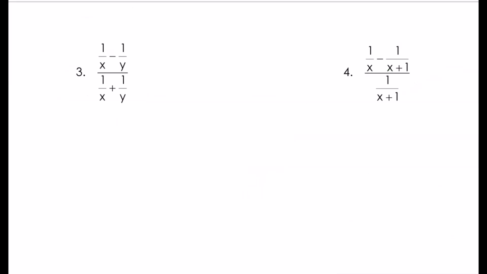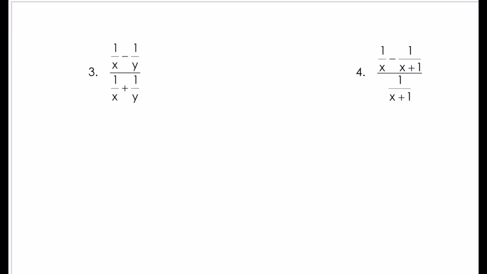All right, in number 3, I've got 1 over x minus 1 over y, all divided by 1 over x plus 1 over y. Now this one, the domain for the original is a little bit trickier, and I think that you can automatically see immediately that the x value and the y value could not equal 0. But actually, it's going to be a little bit more complicated than just that.